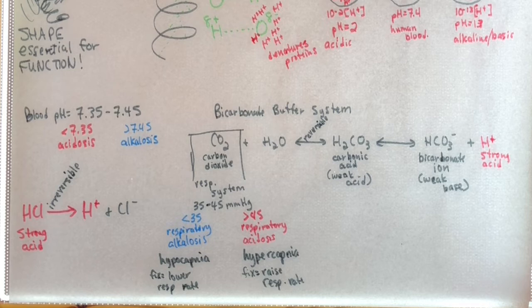And on the opposite side, if you have hypocapnia and your carbon dioxide levels are too low, you actually want to lower your respiratory rate. You want to signal the respiratory centers in the brainstem to lower your respiratory rate in order to trap back more carbon dioxide. So spend a little bit of time thinking about this.